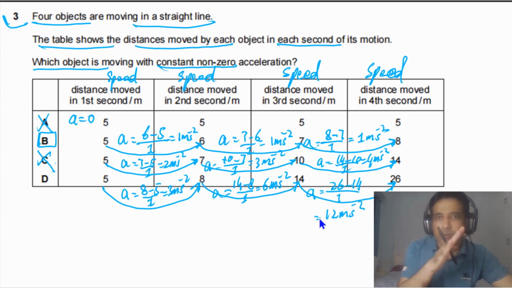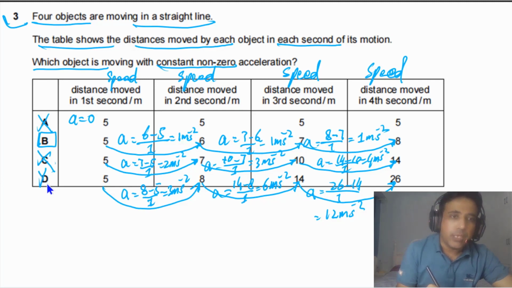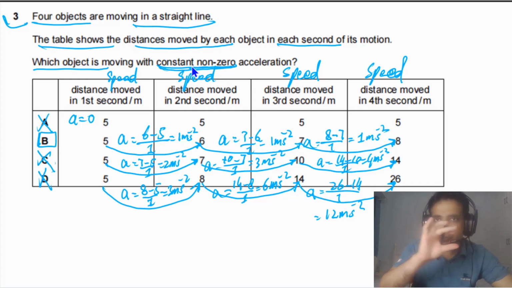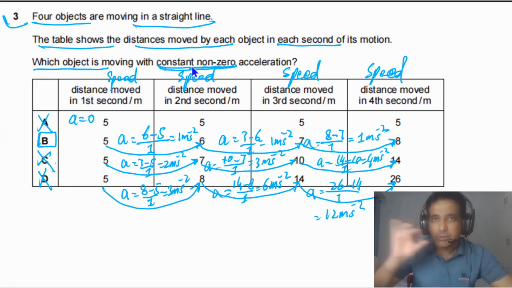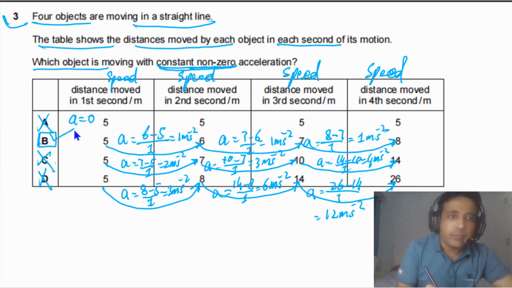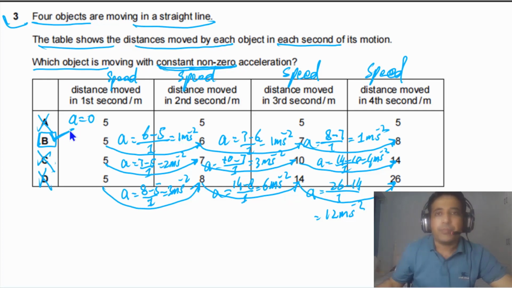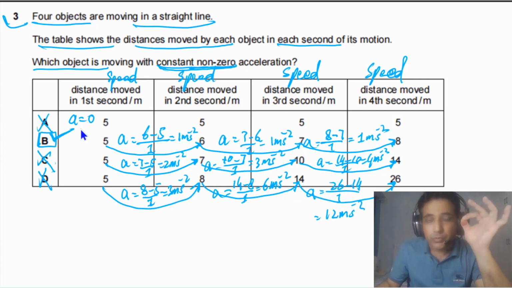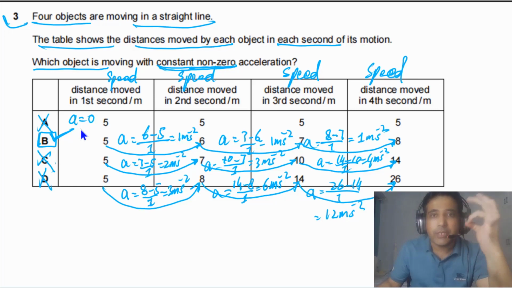So this is also increasing acceleration with time, so this is also not possible, because we need to find constant but non-zero acceleration. Mean acceleration has to be constant in all these intervals of time. So the answer for this question is B. Very nice question to understand the difference between acceleration and speed.